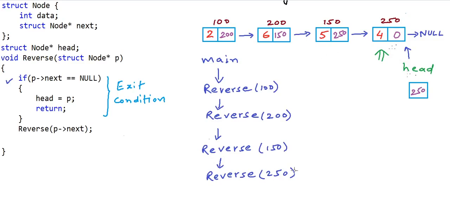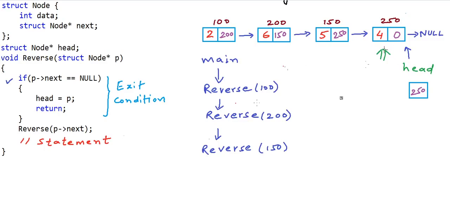And now the call to reverse 250 will finish and we will come back to reverse 150. There is no statement here after this recursive call to the reverse function. If there were some statements here, then they would have executed now for reverse 150 after we would have come from reverse 250, and that's how we actually traverse the list in reverse order. If you see, when reverse 250 has finished, the node till 250 is already reversed because head is pointing to this node and the link part of this node is set as null. So till 250 we are already reversed.